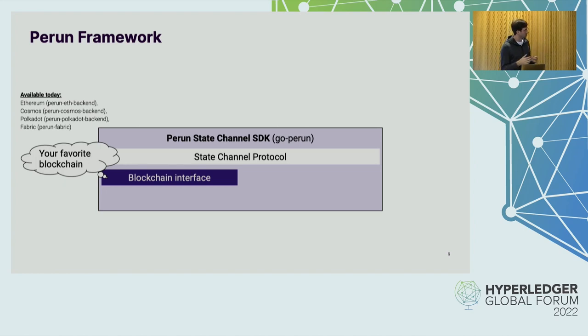Currently we have, with different features enabled, plugins for Ethereum, Cosmos, Polkadot, and Fabric. We are working on one for Cardano and on one for the Dfinity internet computer.